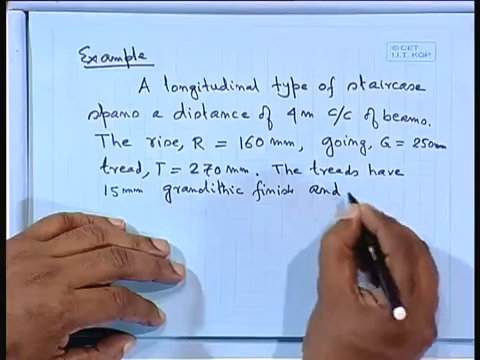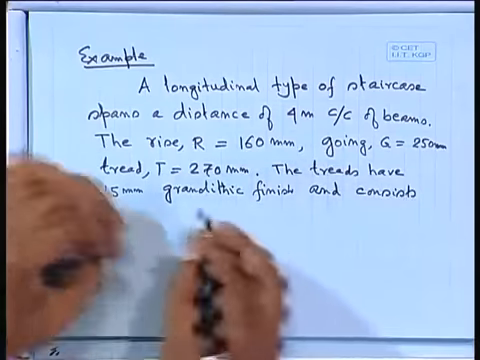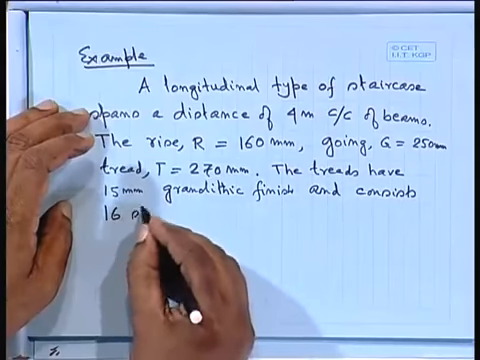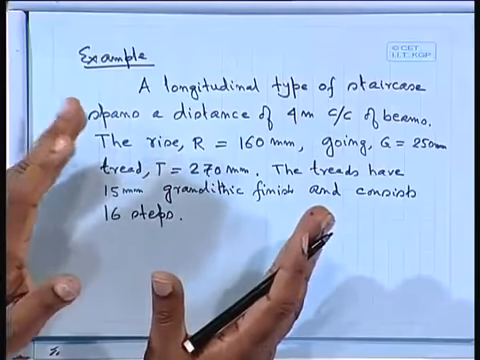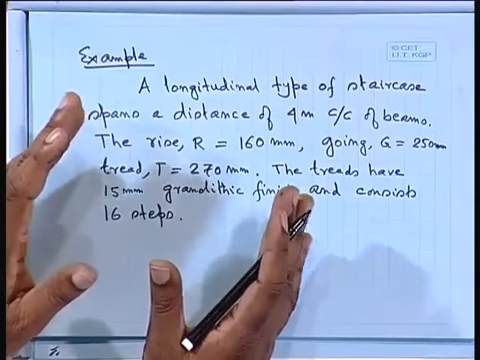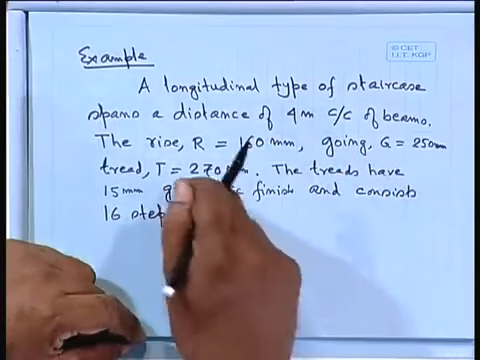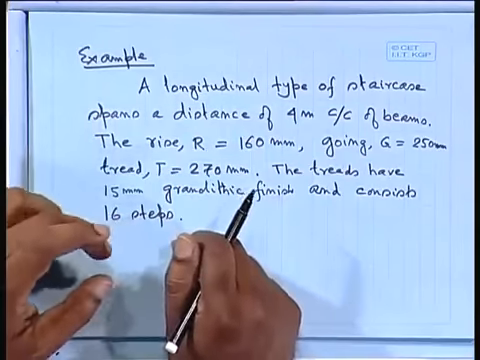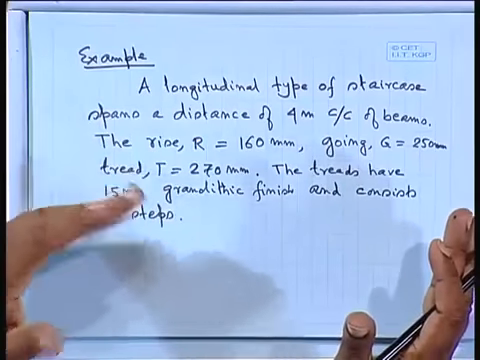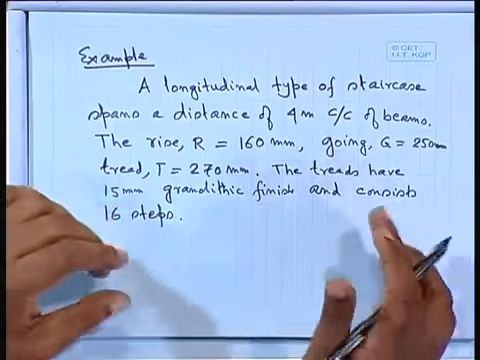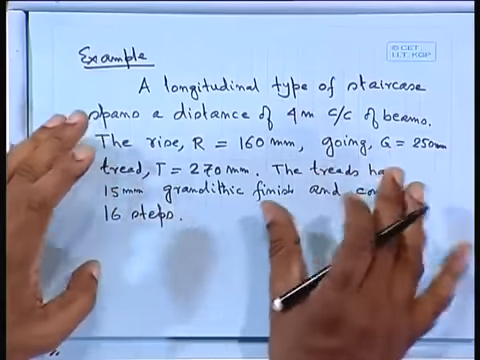and consists of 16 steps. We are specifying all those things, but for an actual problem in a building design, we have to specify this 160 millimeter rise, going, tread, or number of steps, that you have to calculate depending on the floor area, floor length, and also the height. So that also you have to suitably adjust and provide, but here we are specifying.